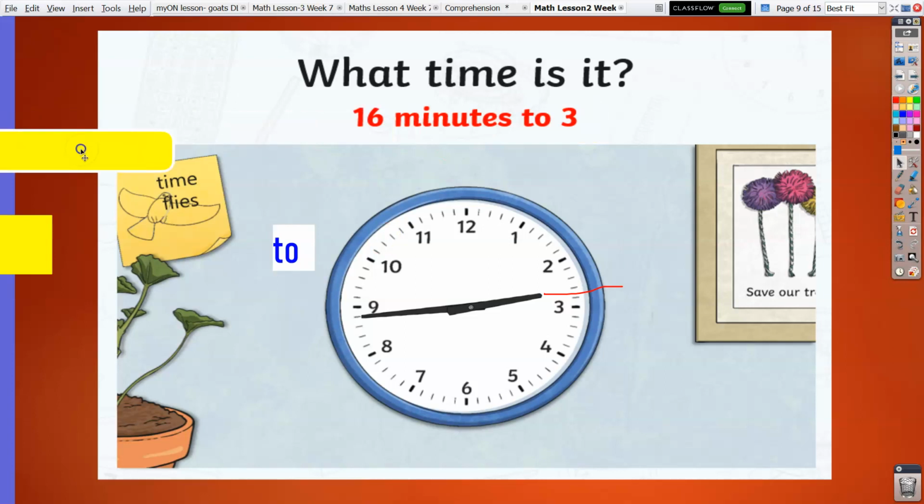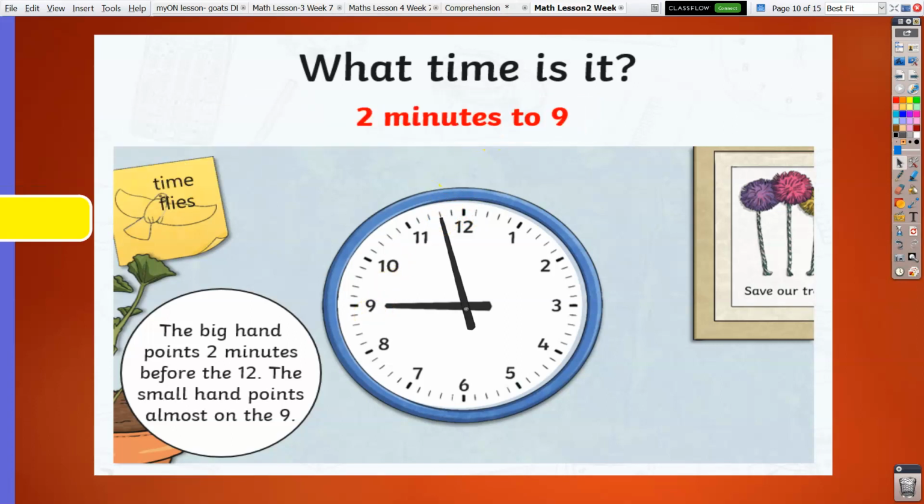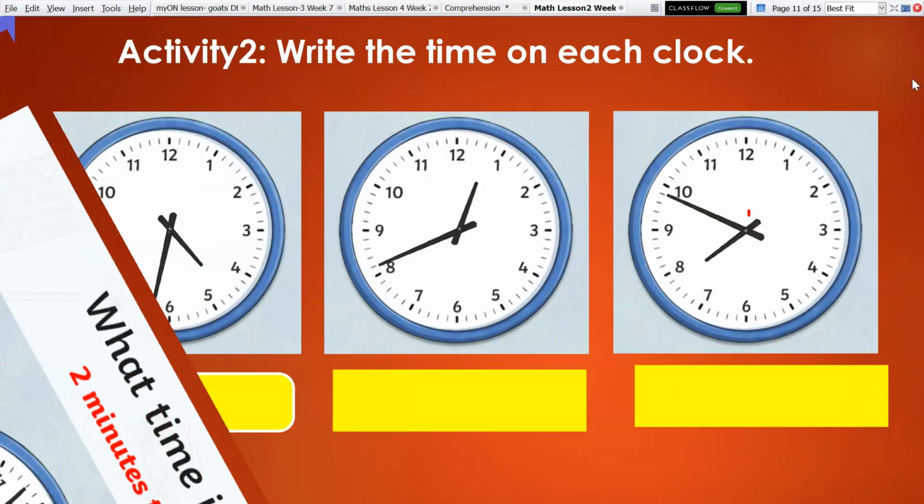Let's see if the answer is correct. Yes, we are correct. How about this clock? What time is it? So it's again on the left side. So from 12, we count 1, 2. 2 minutes to 9. Perfect. Now it's your turn.